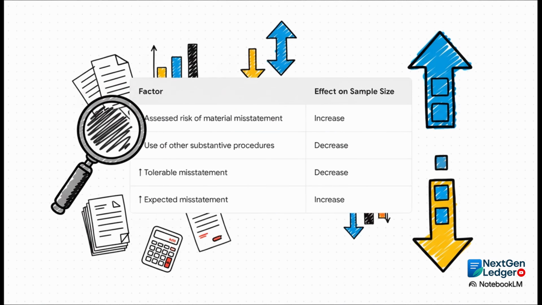This table shows how different factors push and pull on that number. For instance, if you think the risk of a big mistake is high, you're going to want a bigger sample. Makes sense, right? But look at the second one. If you're doing other tests on that same area, you can get away with a smaller sample. And on the other hand, if you expect to find more errors, you've got to increase your sample size to get a reliable estimate. It's all about this dynamic trade-off.